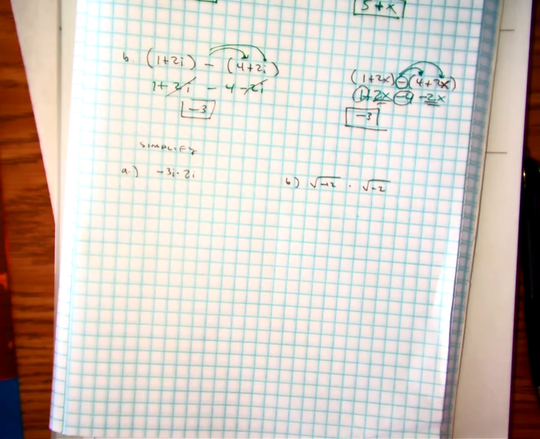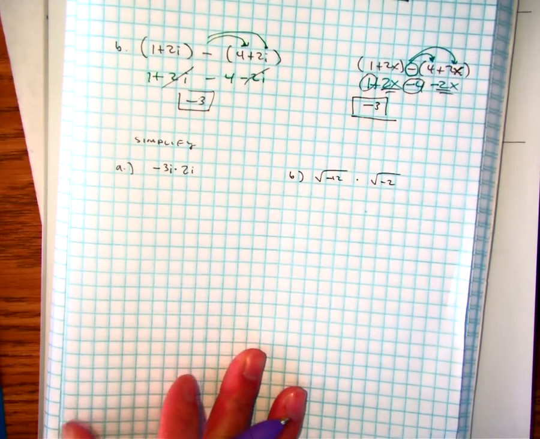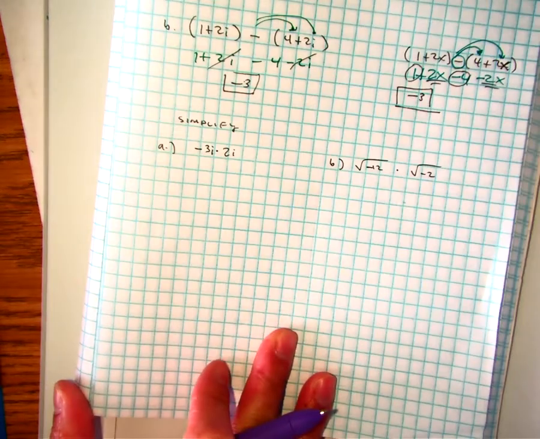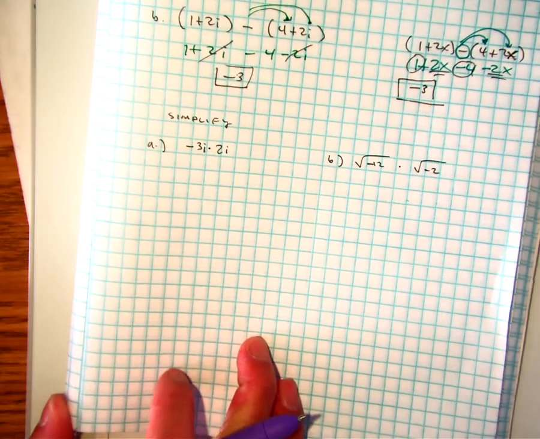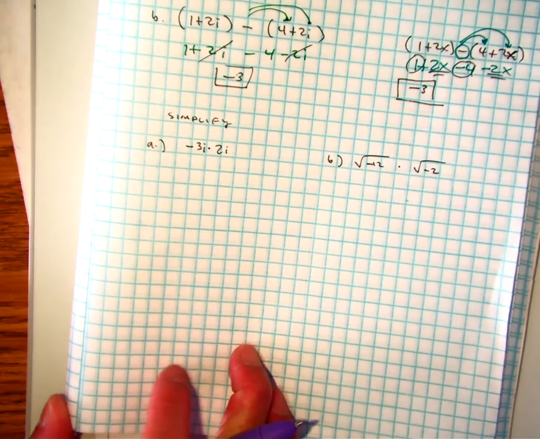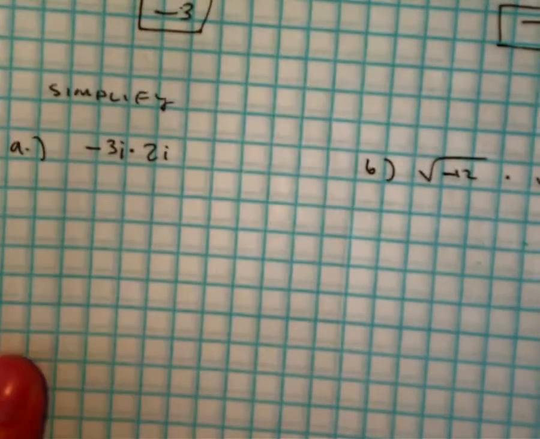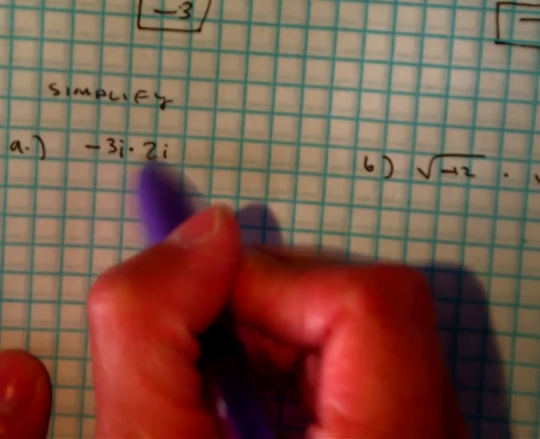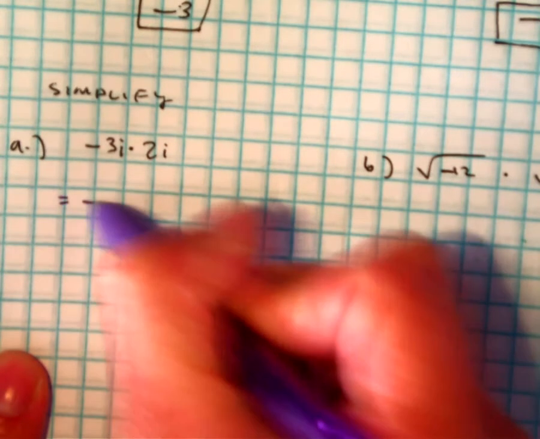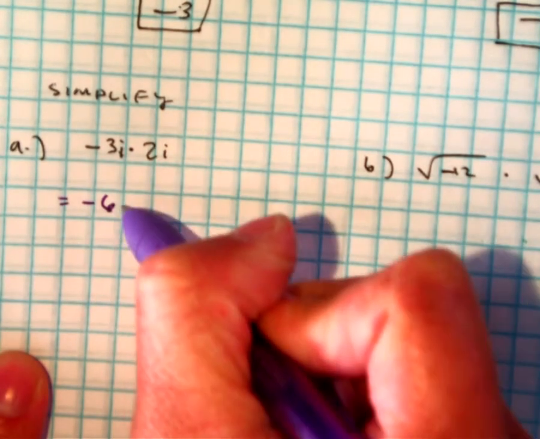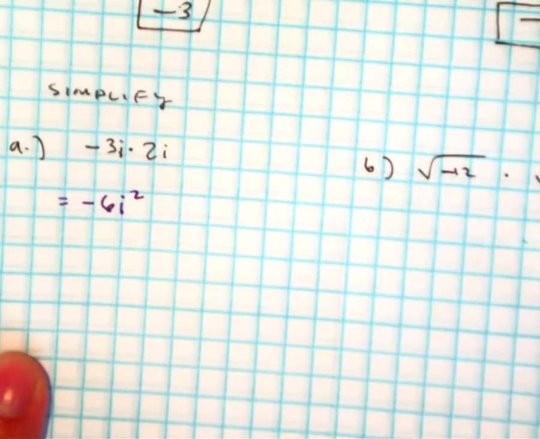Alright, class, what math operation do we have here? Multiplication. Let's multiply. So negative 3 times positive 2 gives us... I times I is I squared. Partner A, tell partner B, what do we know about I squared?